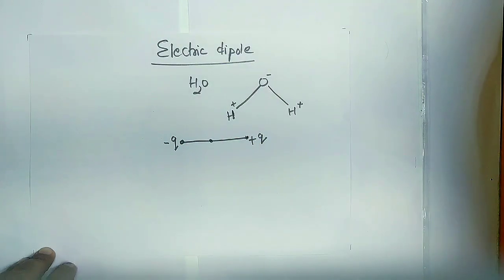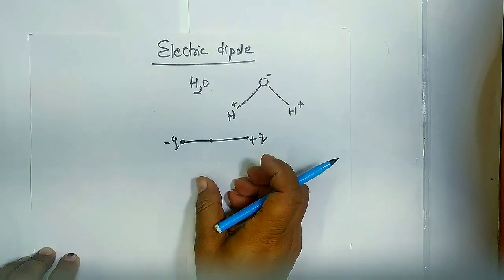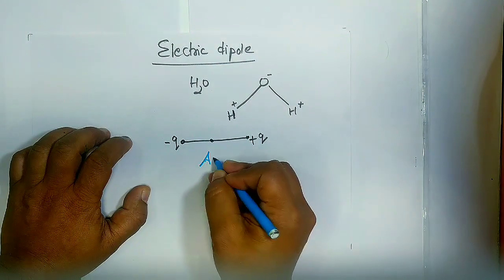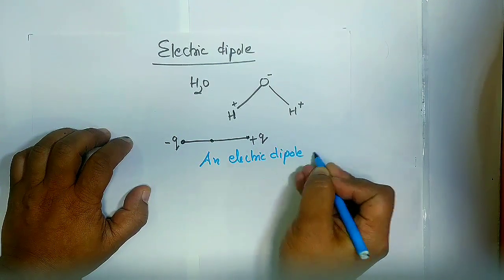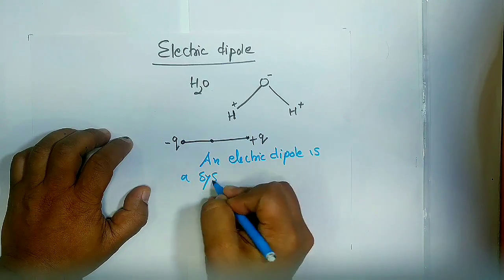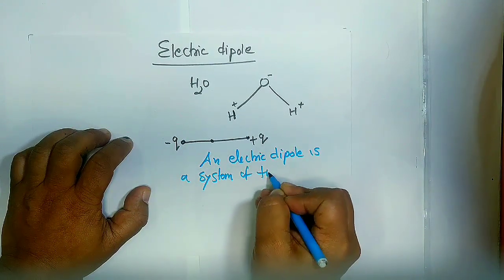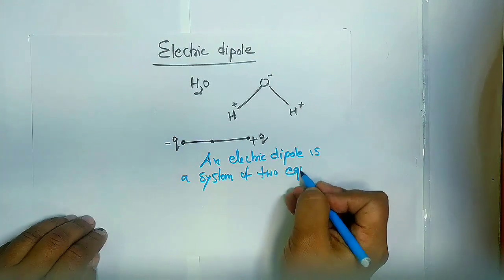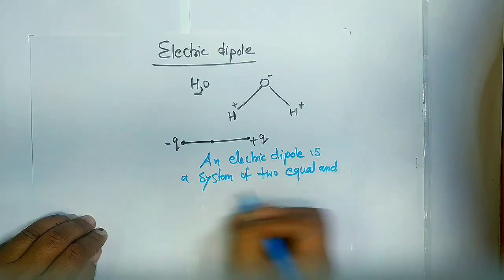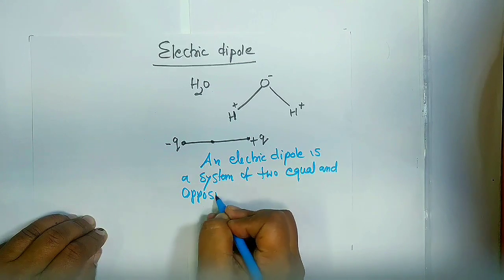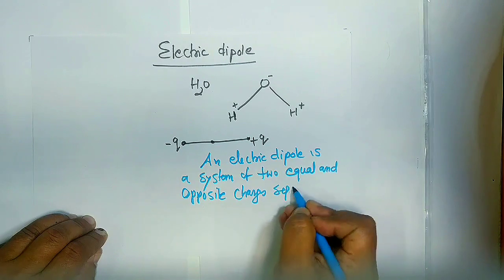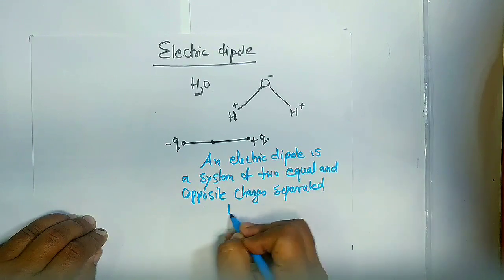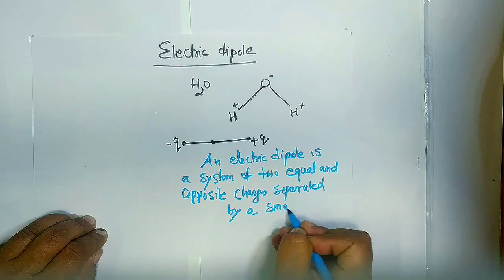So how you define an electric dipole? An electric dipole is a system. You can write it. An electric dipole is a system of two equal and opposite charges separated by a small distance.